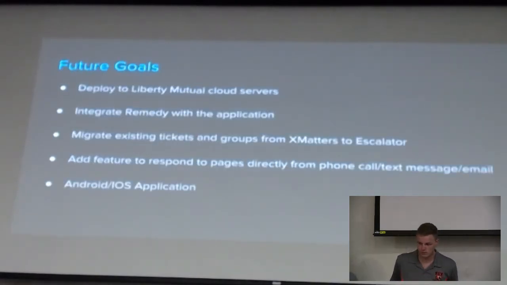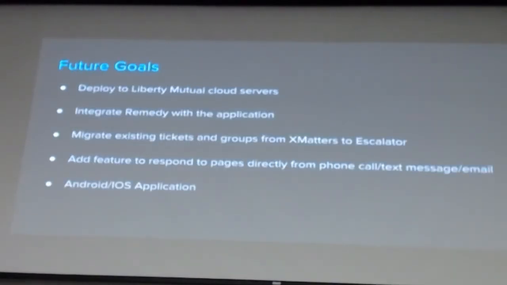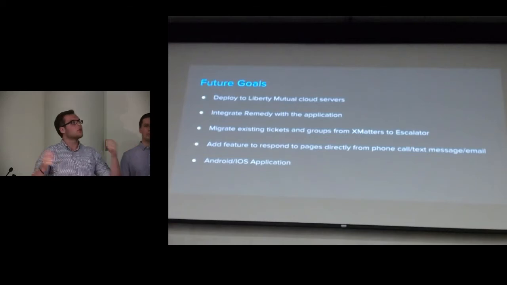So future goals for the project, we're delivering a fully featured product. It is an open source product, so if you want to bring it to your next company and say we're going to replace PagerDuty and save you $20,000 a year, you can 100% do that. You would just have to follow the same steps that Liberty Mutual will be following. So deploying to their cloud servers, integrating their current ticketing system so that it makes the API calls and will send out those pages. And finally, migrating any existing tickets that they have in xMatters to Escalator.